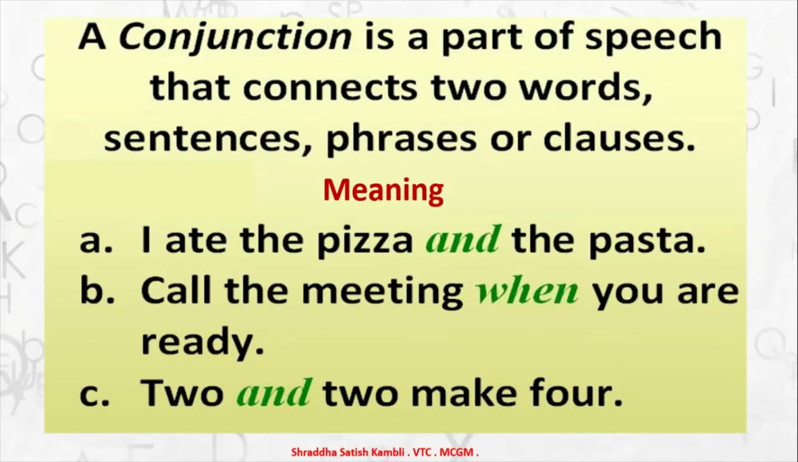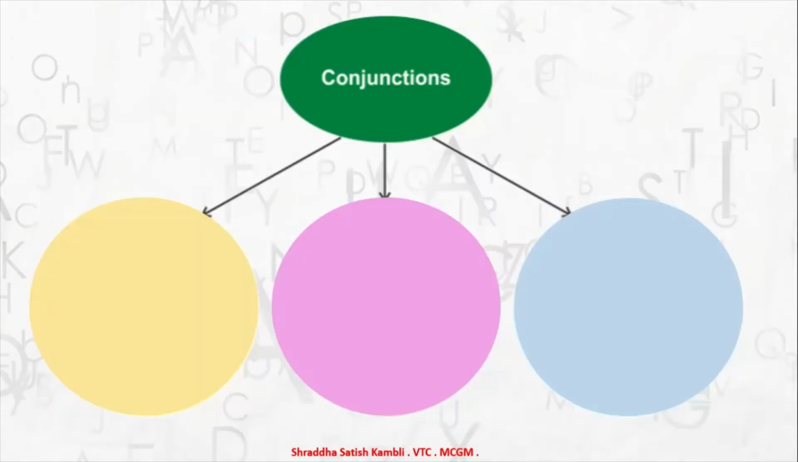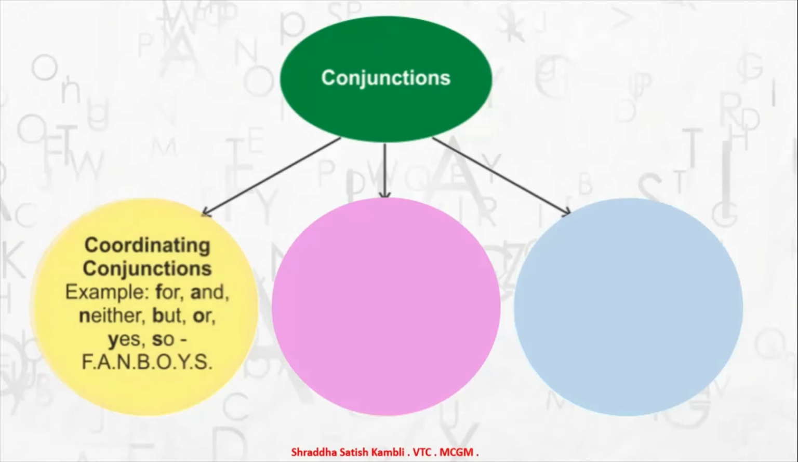Now, let us try and understand what are the different types of conjunctions. So conjunctions are of three types. Okay. Now again, when we talk about compound conjunctions, that type is not included in the three that we are going to see now. Alright. So what is the first type of conjunction? Coordinating conjunctions. For example, for, and, neither, but, or, yet, so. These are the coordinating conjunctions.